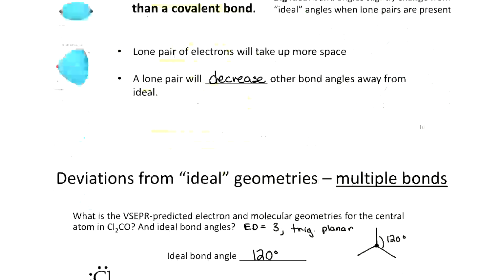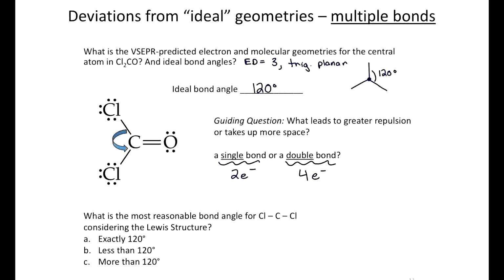So let's look at an example down here, right? Okay, so here's an example. Let's look at this molecule. So here's a carbon atom with a double bond and two single bonds. So if we looked at that carbon atom, there are 3 electron domains around that carbon atom. So we would call that trigonal planar, right? It would have an ideal bond angle of 120 degrees. Okay, that's the ideal bond angle across all of these different bonds.